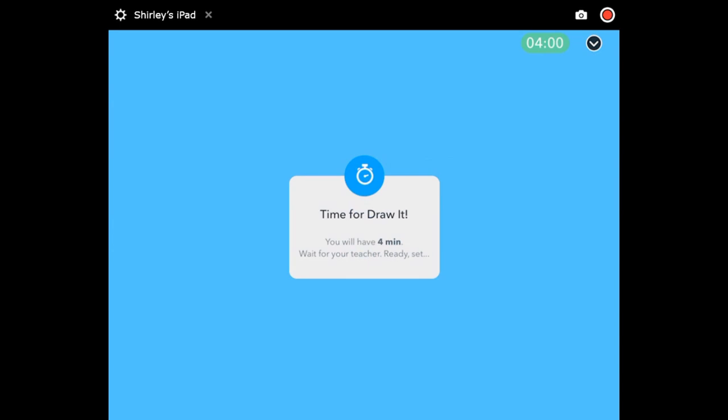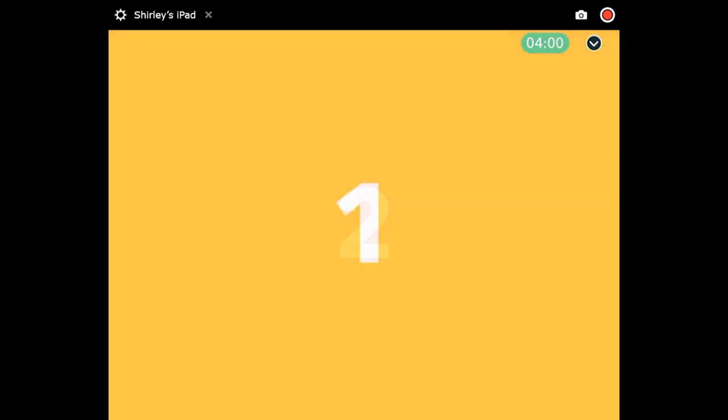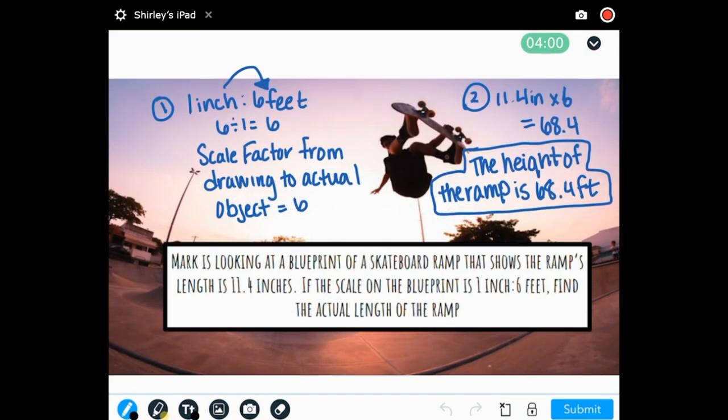So again, you log in and you should just be stuck on a screen. I'm not going to start it yet because you'll notice that there's a timer, so we're going to have 4 minutes. I'm just going to wait until we are all in. Oh, which is now. Okay, so I am going to hit start. So again, read the problem carefully, find your scale factor, and then ask yourself, are you finding the bigger length, so you're going to multiply, or are you trying to scale it down to the scaled image, so you're going to divide? Okay, here's our first problem. It says, Mark is looking at a blueprint of a skateboard ramp that shows the ramp's length is 11.4 inches. If the scale on the blueprint is 1 inch to 6 feet, find the actual length of the ramp.